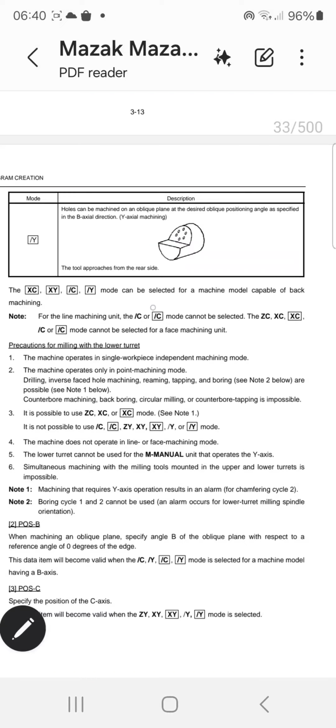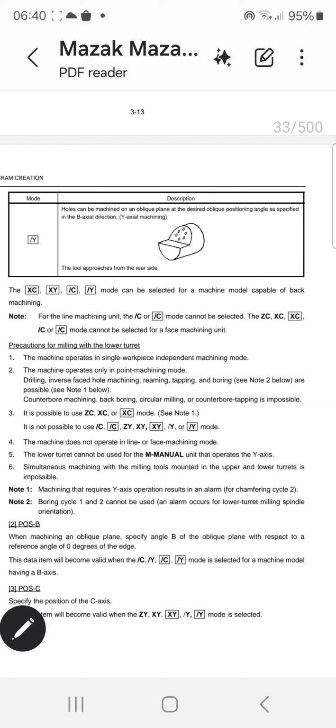The HY, CY mode can be selected for the machine model capable of the back machine. For the line machine, unit C mode cannot be selected. The ZC, HC, and CC mode can be selected for a fast machine unit.